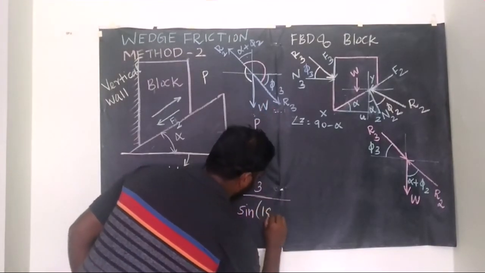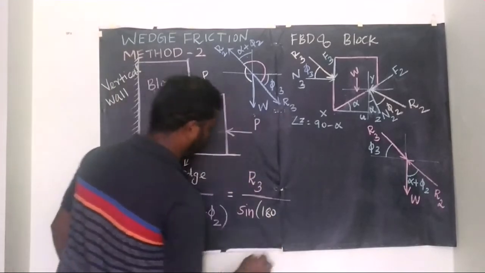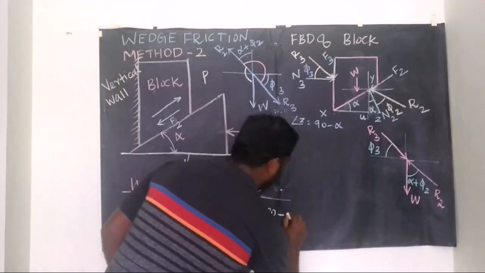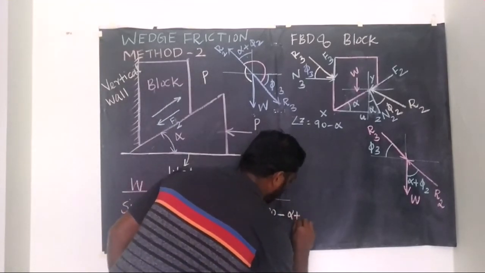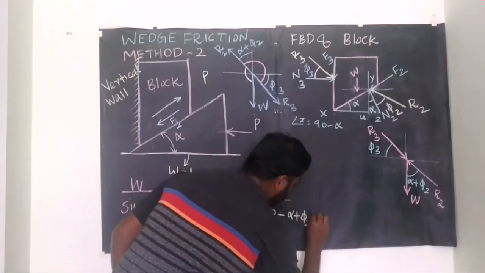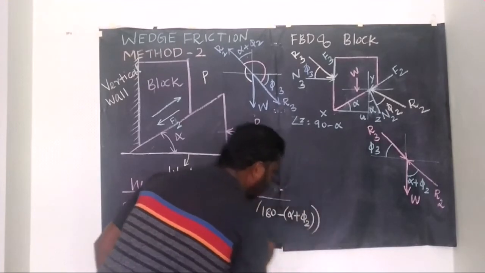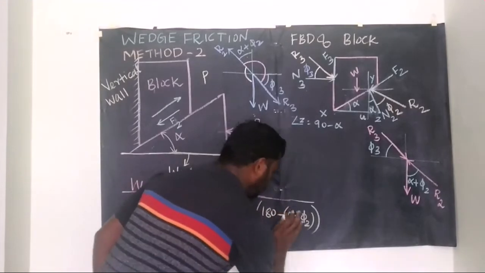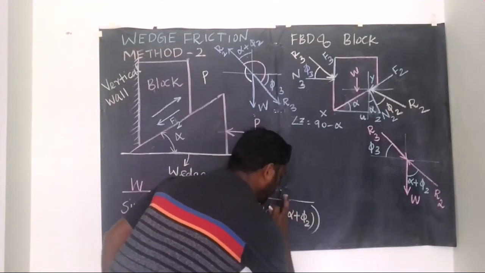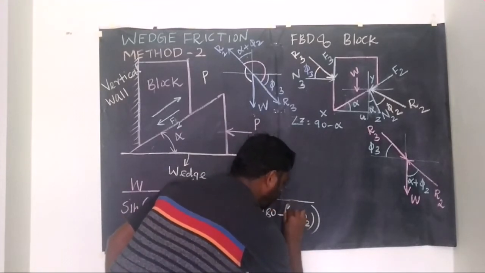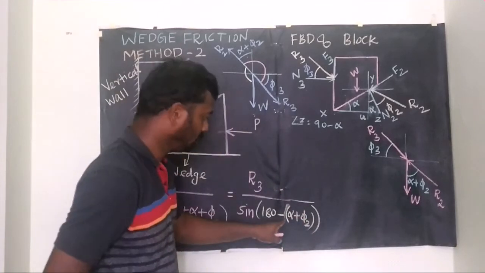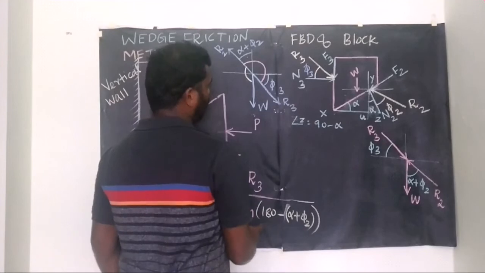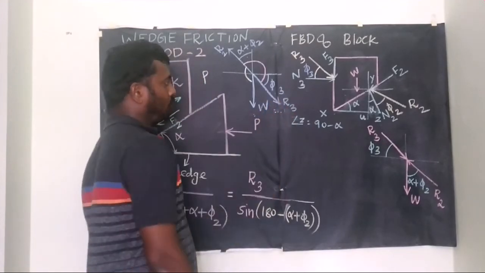R3 over sine of (180 minus (alpha plus pi/2)). Yes, this angle is opposite to resultant force R3.